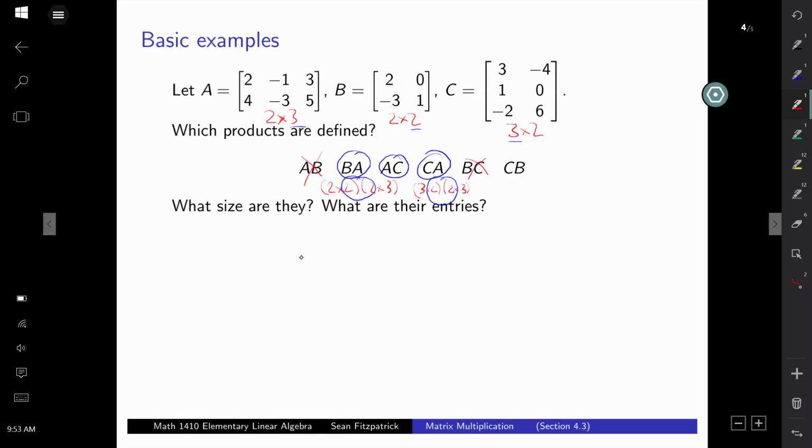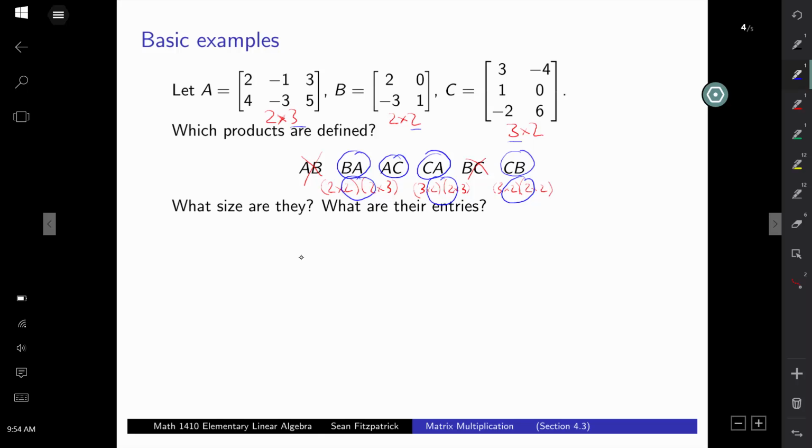Okay, what about C times B? C times B I can do because C is a 3 by 2 matrix. B is 2 by 2. And so those numbers do match up. Okay, so 4 out of those 6 matrices are defined. Now that we know they're defined, we can work out what they are.